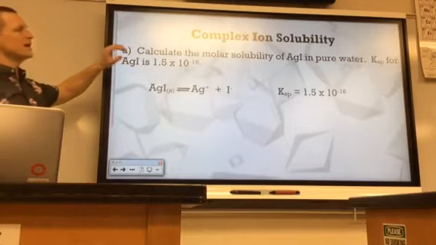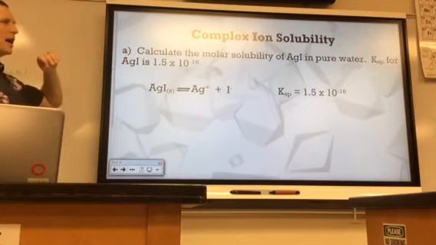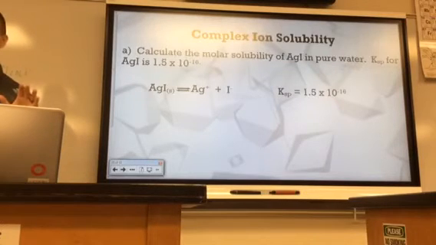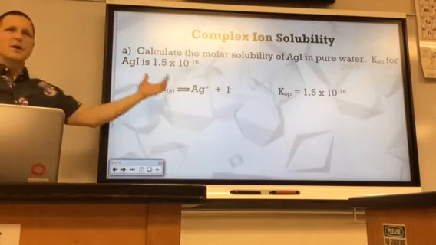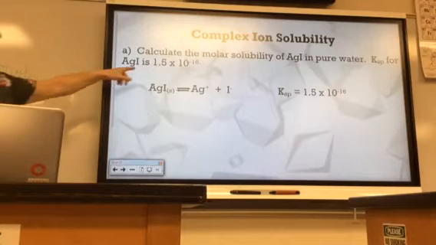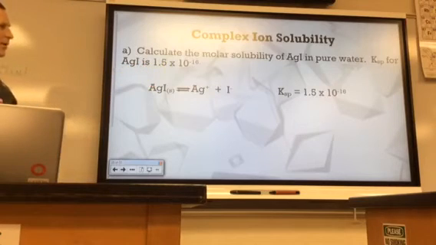Now here's what I'd like to do. We're going to start with a very simple KSP problem that has nothing to do with complex ions. We're just going to give ourselves a point of reference. What is the solubility of just plain old silver iodide in pure water? Silver iodide is not very soluble. You see what its KSP is, 10 to the negative 16th power.